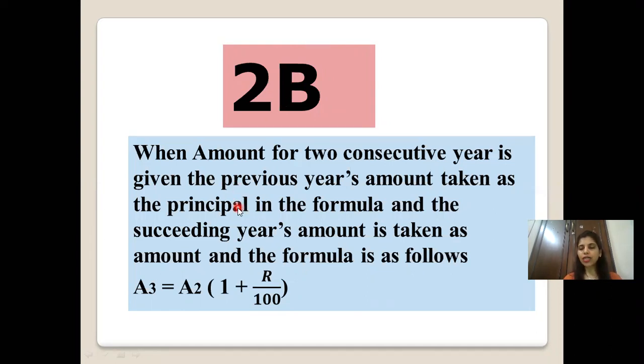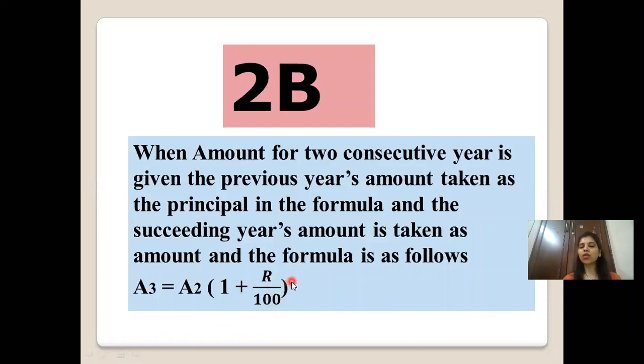Now, in such sums, when the amounts for consecutive years are given, you are going to use the formula A is equal to P bracket 1 plus R upon 100. But in this case, the previous year amount will be in place of the principal, and the succeeding year amount, that is, here I have taken A2 and A3, will be in the place of amount. So your formula is A3 is equal to A2 bracket 1 plus R upon 100, raised to n.